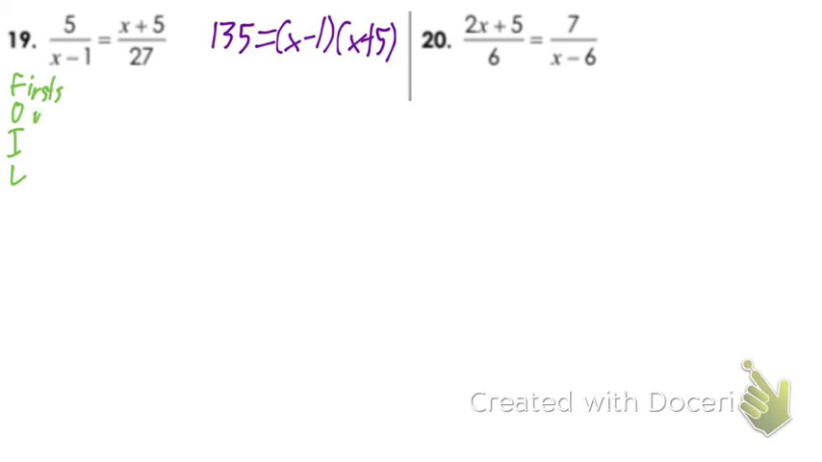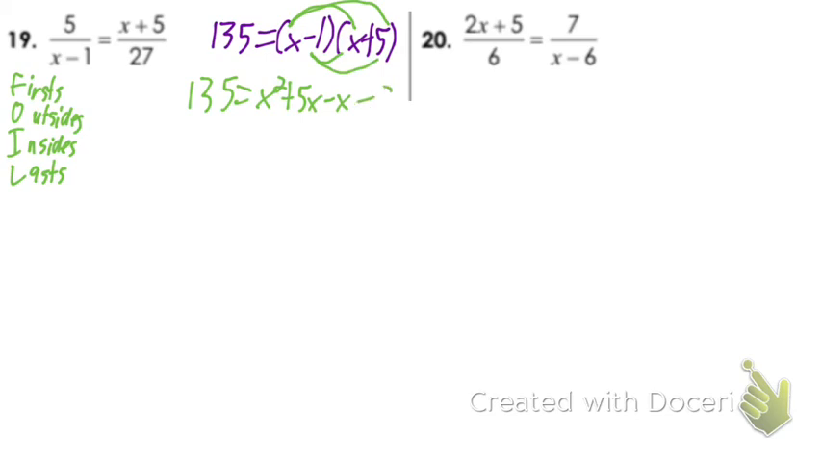FOIL stands for first, outsides, insides, and last. So you get 135 is equal to the first, x times x, the first in each parenthesis. X times x is x squared. The outside's x is on the outside, 5's on the outside, plus 5x. The inside's negative 1 times x, negative x. Negative 1 times 5, the last in each parenthesis, negative 5.